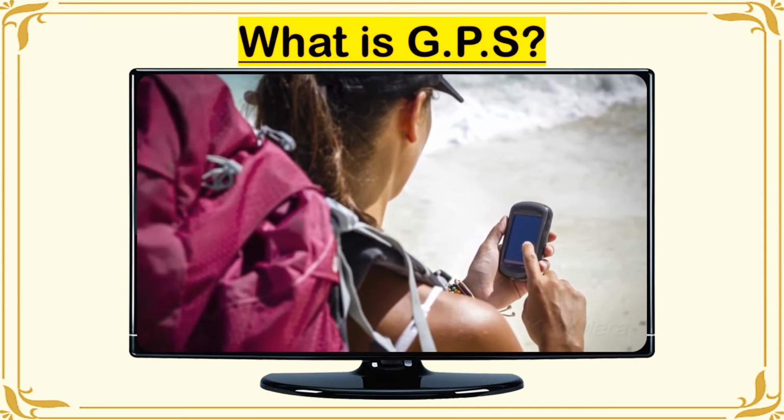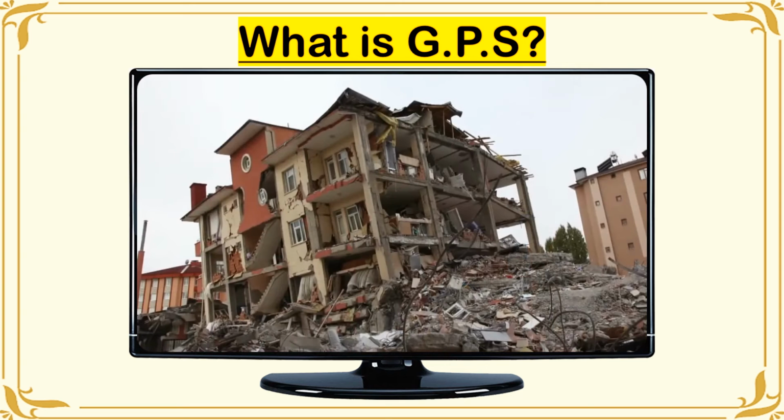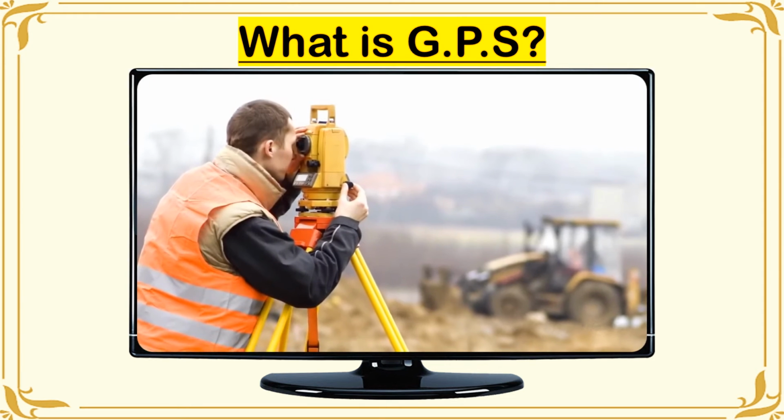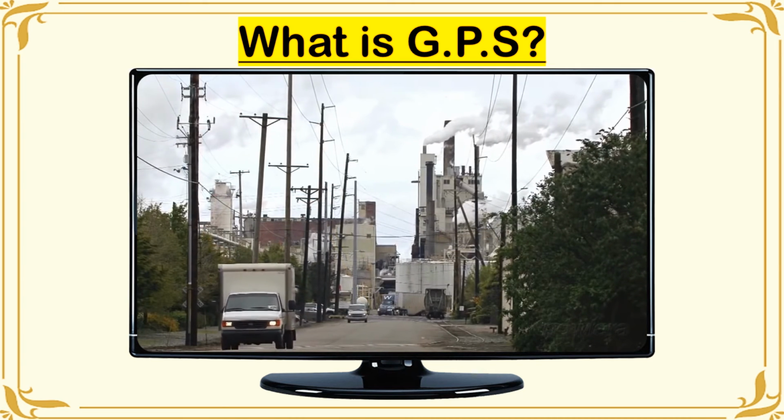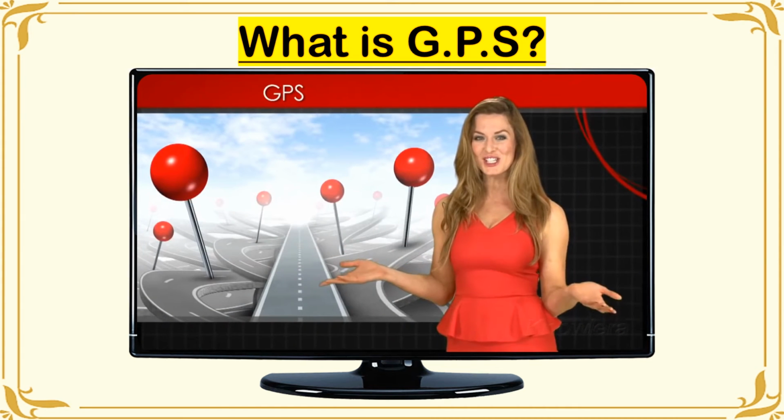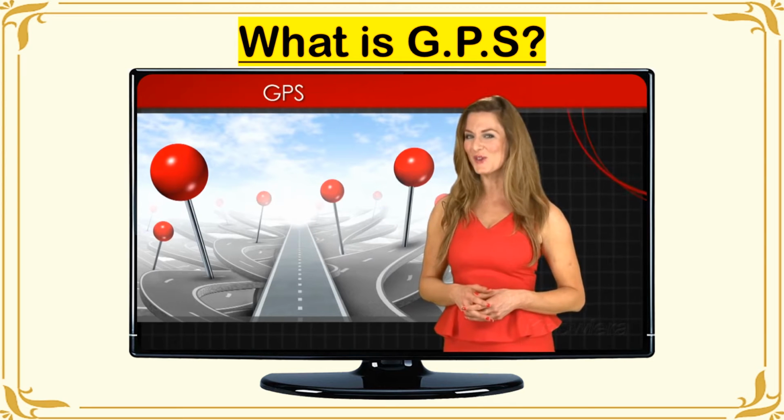GPS is used in many ways. Scientists use GPS to gather data about earthquakes. Surveyors use it to determine property lines, and businesses use it to track delivery vehicles. A valuable tool since its invention, GPS is changing the way we view the world.